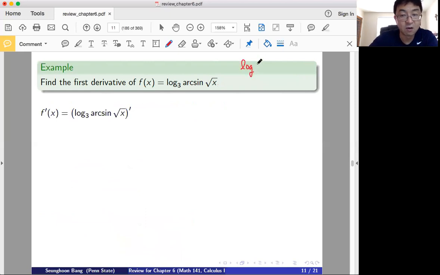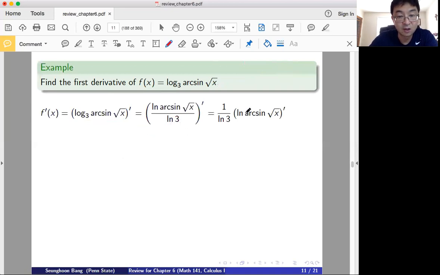Change of base. Log of x with base a is the same as what? The ln of x over ln of a. This is the idea: you can change it inside first before taking the derivative. So one more. ln of 3 is a constant, take it out. Only ln of arcsine of root x prime. The arcsine of root x is the inner function, log of g of x. So we have arcsine of root x prime over arcsine of root x.